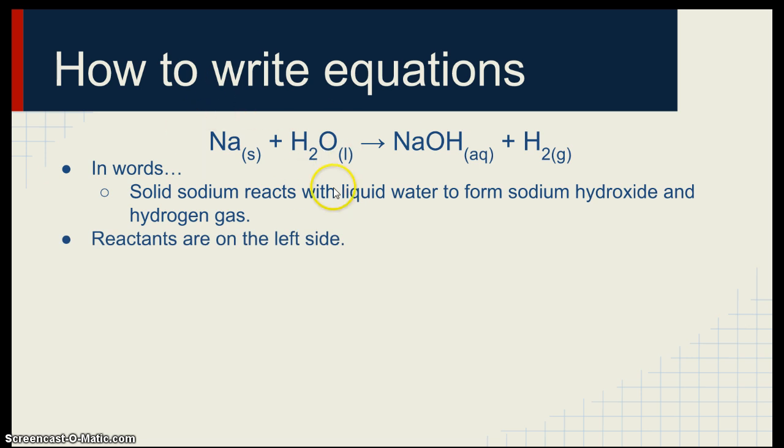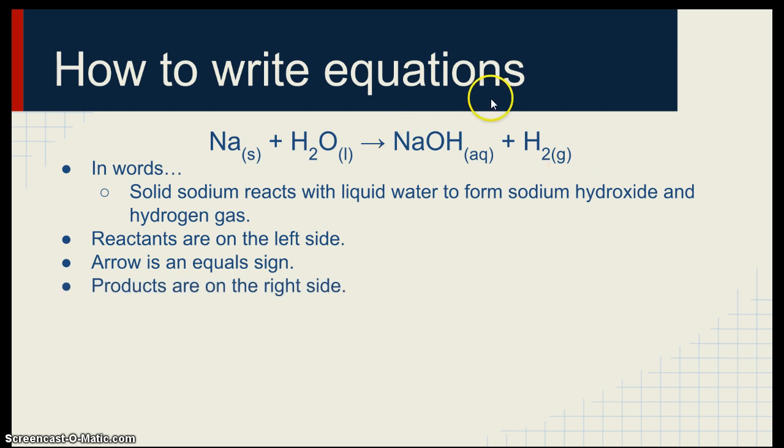Reactants are on the left side. This is what we start with. The arrow is an equal sign. That's where this word form comes in. You could also say yields. You could also say produces, something like that. And the products, what we end up with, are going to be on the right-hand side.